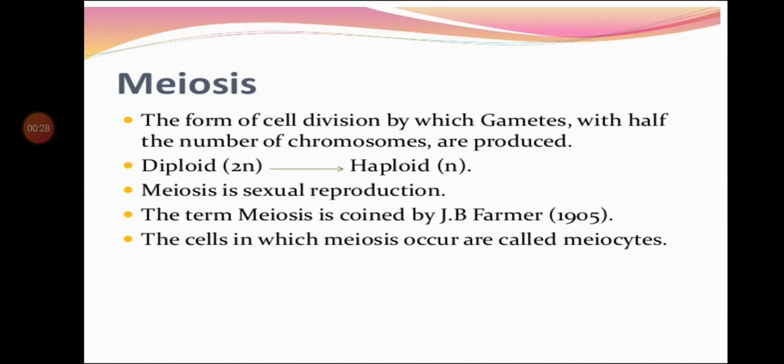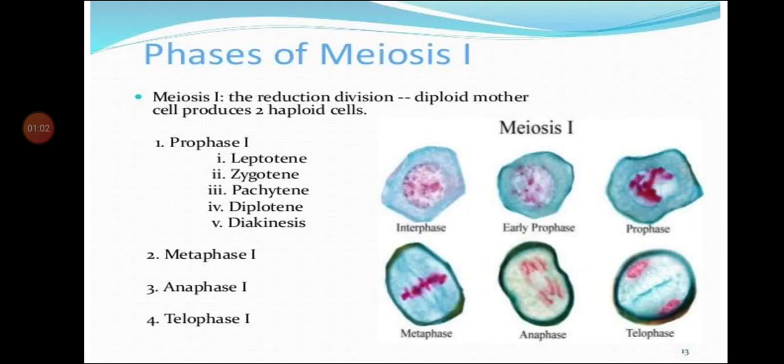In our last lecture, we have studied about the topic of meiosis. What do you mean by meiosis? Let us revise the definition of meiosis. It is the cell division by which gametes with half the number of chromosomes are produced. This term was coined by J.B. Farmer in the year 1905.